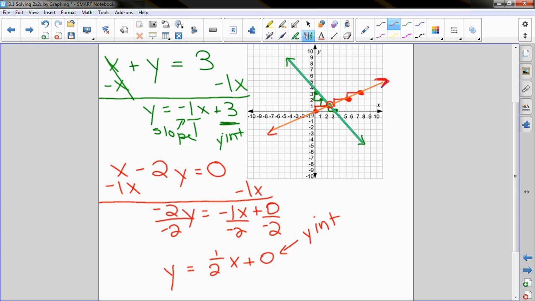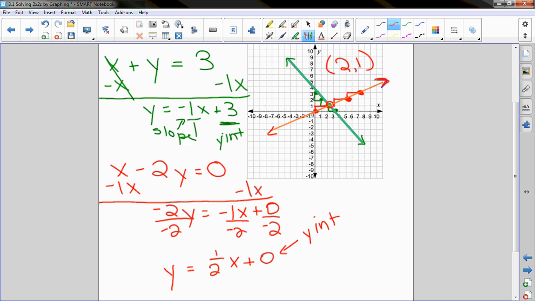Okay, so when I draw those lines in, and when they intersect, tell me the point at which they intersect. They intersect at what, comma, what? 2, 1. Good job. They intersect at 2, 1.